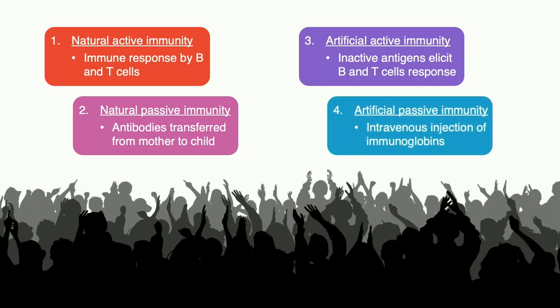Or you can infuse antibodies intravenously. An artificial passive form of boosting your immune system could be to deliver antibodies directly rather than stimulating their production by infusing them intravenously into the blood. 4 ways through which we can boost our immune system and enhance the response to future invasions.